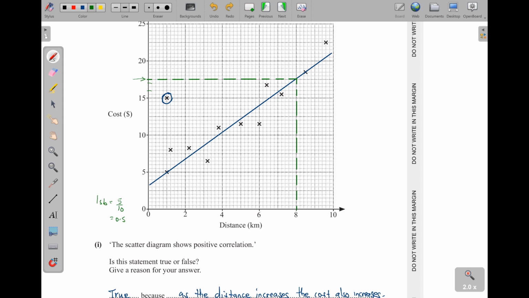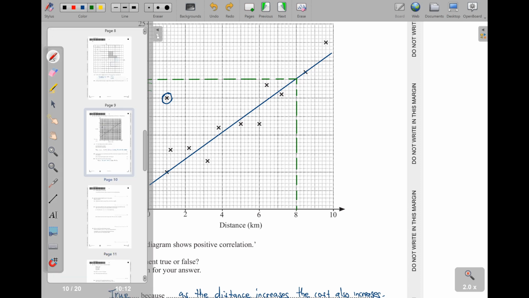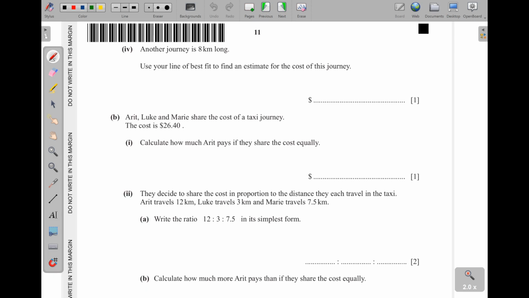So mine here is 17.5. So I'll come here and I write 17.5. Okay. But the answer in the scheme is actually 16 to 19. So mine falls within there. So I'll be marked correct.